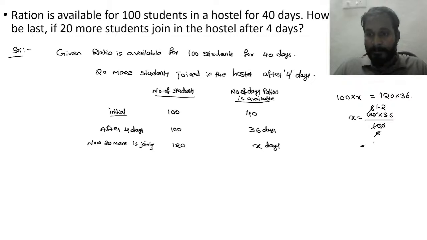432. It becomes 43.2 days. Please see here, by seeing the answer itself, we should get a doubt: how for 100 students it is available for 40 days in the initial stage, but now for 120 students the ration will be available for 43.2 days? So this is wrong. This is the wrong assumption.